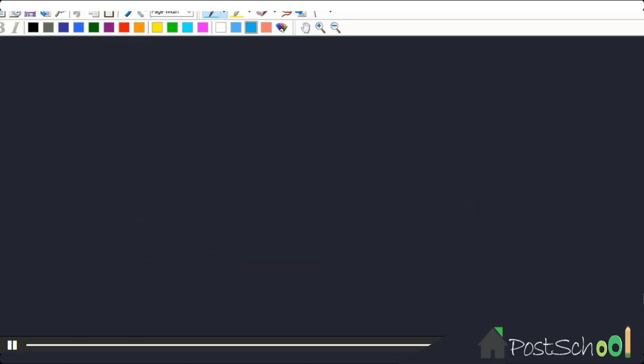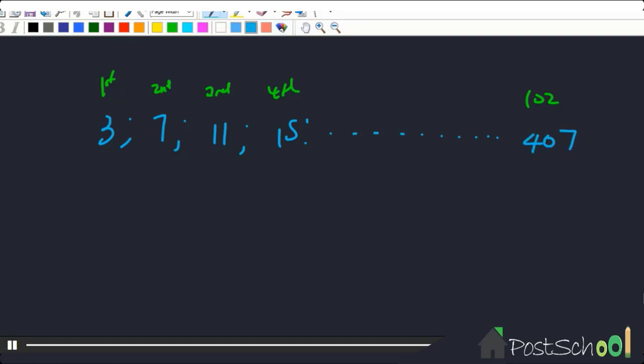So what does this mean? It means that since my sequence was 3, 7, 11 and 15, this is the first term, first, second, then third, and then fourth. At the 102nd position, I'm going to have a value which is going to be 407. So that's what it means. The first term is 3, the second is 7, the third is 11, the fourth is 15, and the value of the term at 102 is going to be 407.